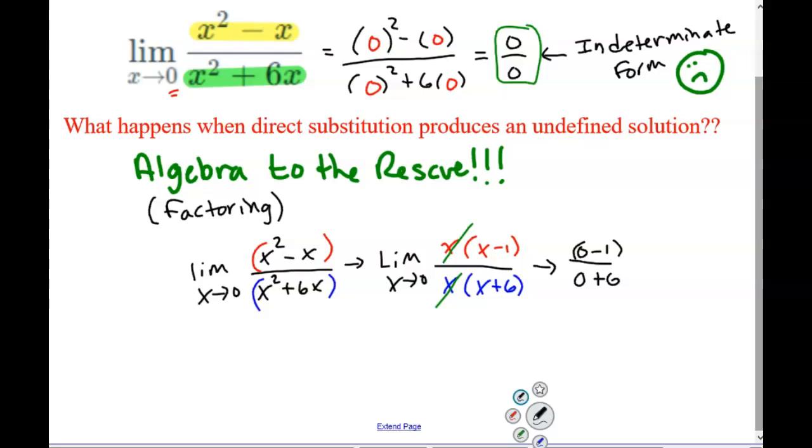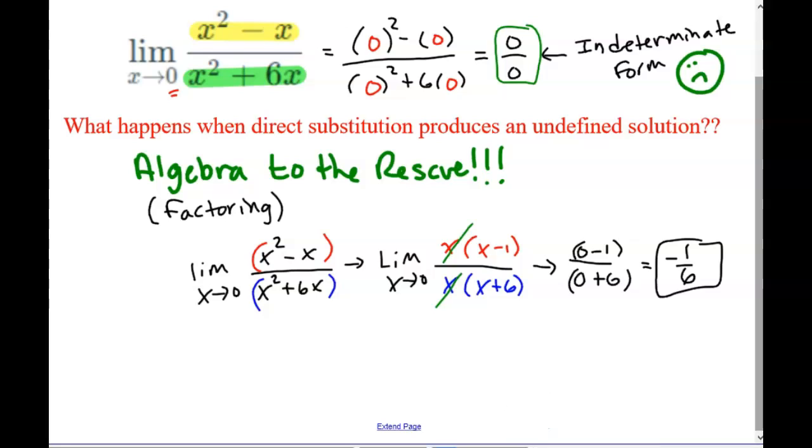0 minus 1, 0 plus 6 gives me negative 1/6. If you were to graph that, what would actually happen is there would be a hole at x equals 0. There would be an undefined point because the original function has this extra factor of x in it. So it would look like a hole. However, the limit from the left and the limit from the right are still exactly equal at negative 1/6.